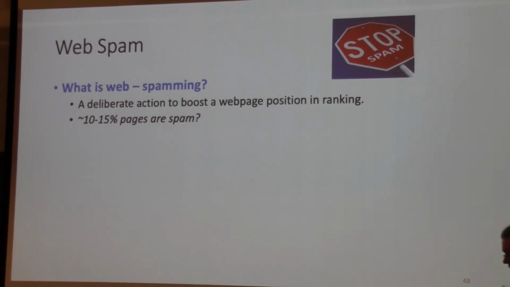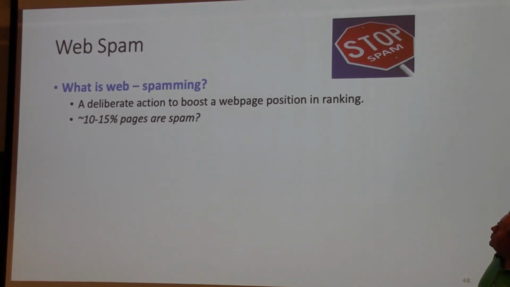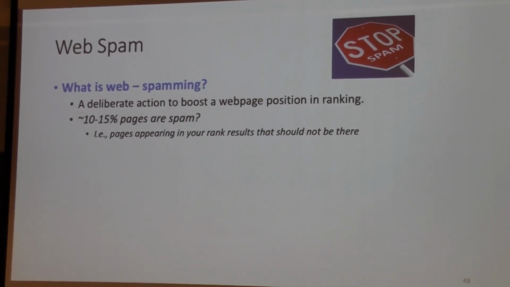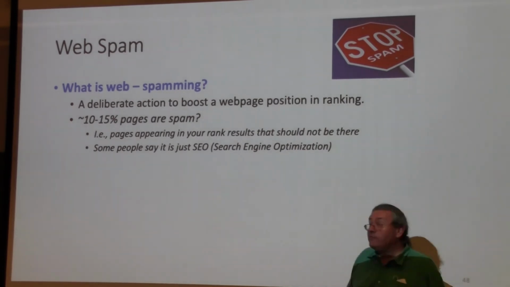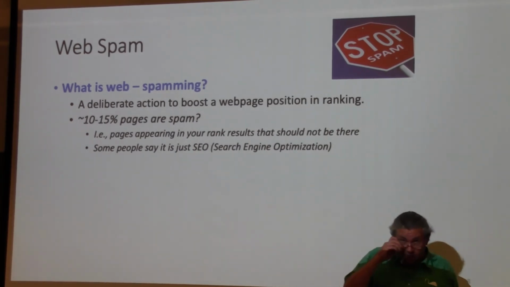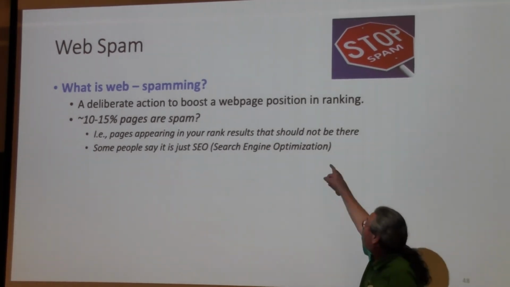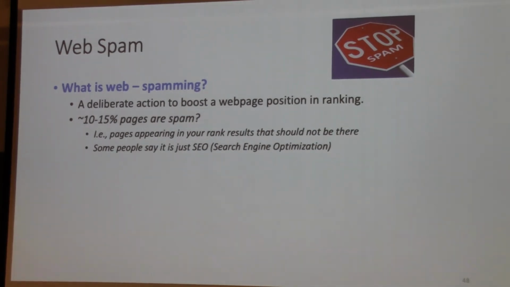And this is used a lot, and 10 to 15% of all web pages are actually spam pages, okay? Pages appearing in your rank results should not be there. And there is actually a clean way of calling this cheating. This is called search engine optimization. That's the official name. There are companies that make their living doing search engine optimization. Okay? Basically cheating. You pay them and your rank increases.